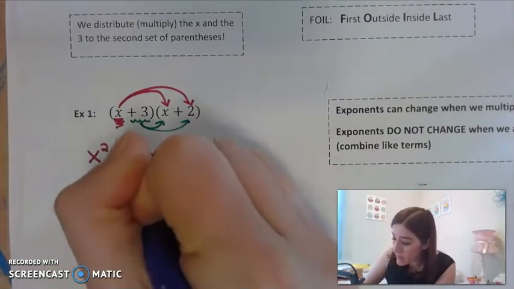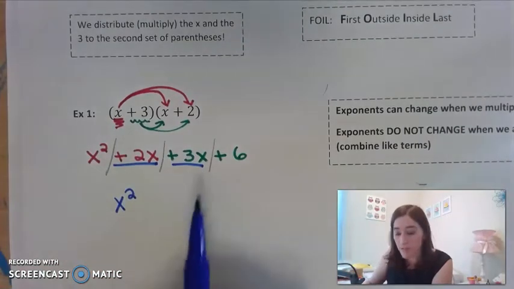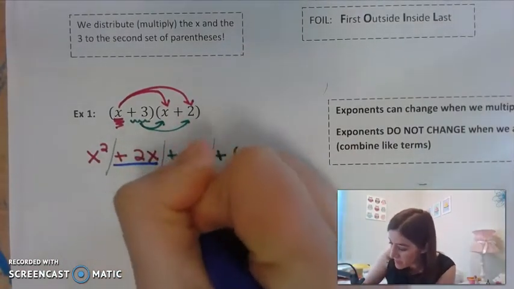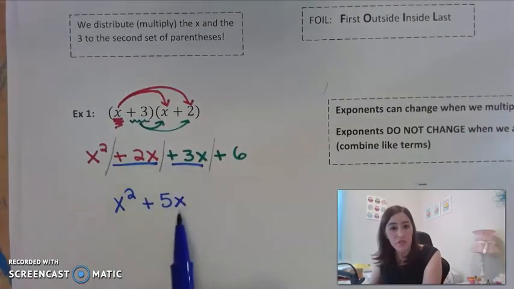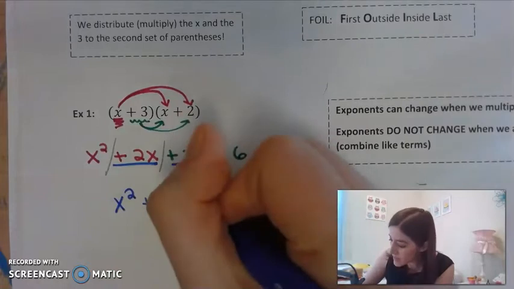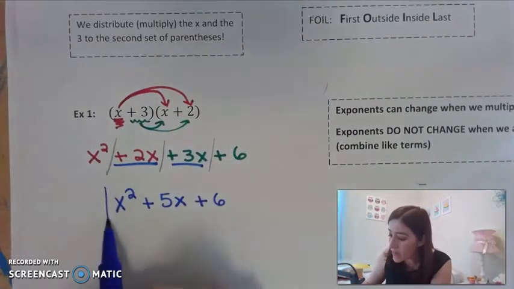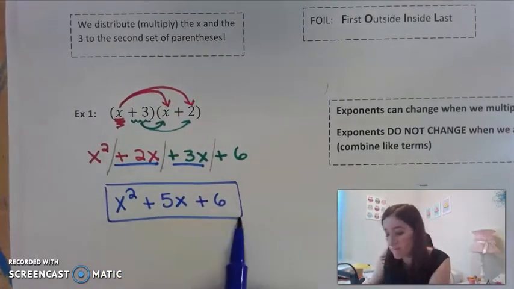The x squared would move down first. 2x plus 3x gives me positive 5x's. Remember, you do not change exponents when you combine like terms, so it's still just an x. And then I can bring down my plus 6. I don't have any more like terms, so I am finished.